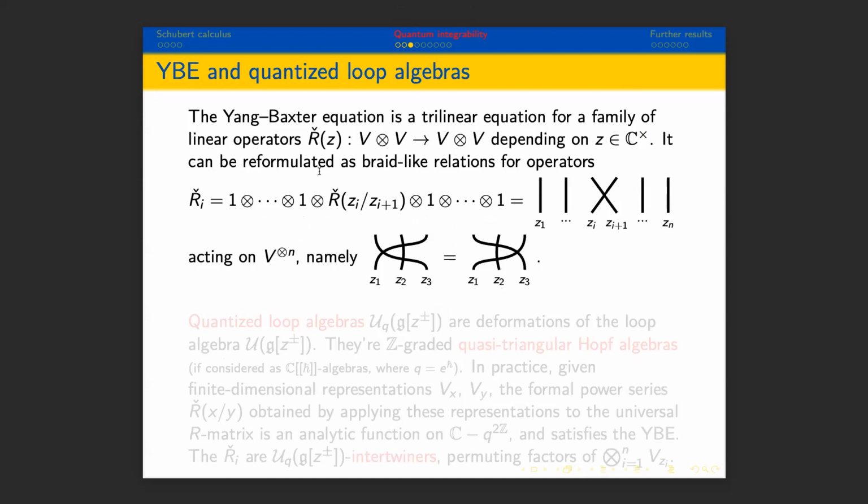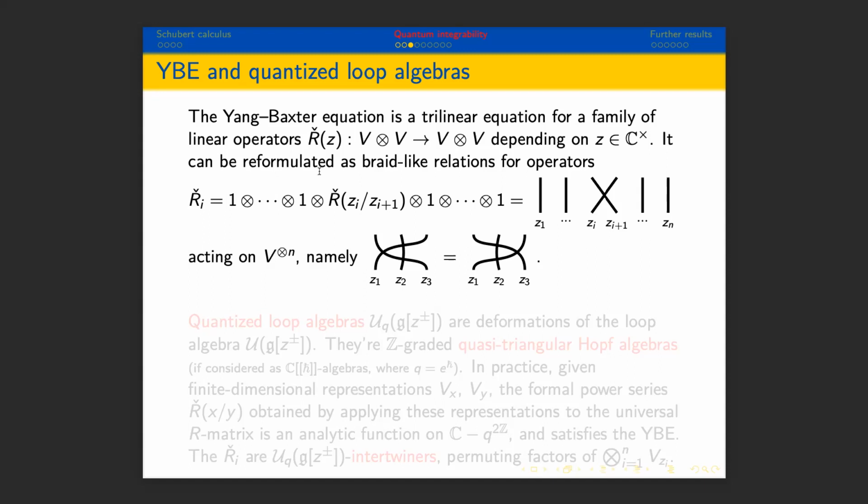At the most naive level, and the way we think about it, it's just a certain trilinear equation for a family of linear operators which depend on a spectral parameter which lives on some abelian curve, and in my case it will always be just the multiplicative group, and I'll do everything over the complex numbers, so it's just C minus 0, so the non-zero complex numbers. And V here is just again a complex vector space, and the identity itself is very easy to understand graphically.